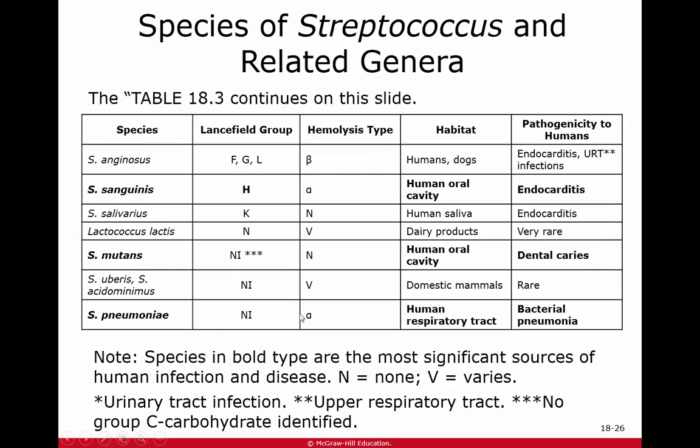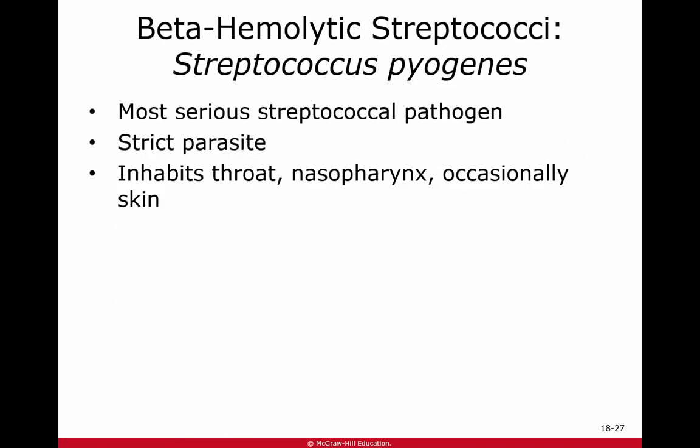The strep sanguinis is in your mouth and can cause endocarditis. Strep mutans also in the mouth and can cause cavities and dental caries in your teeth. And strep pneumoniae, of course, can cause bacterial pneumonia because it lives in your respiratory tract. Now, the most serious streptococcal pathogen is the Streptococcus pyogenes. It is a parasite, and it's found in the throat, the nasopharynx, and sometimes the skin.